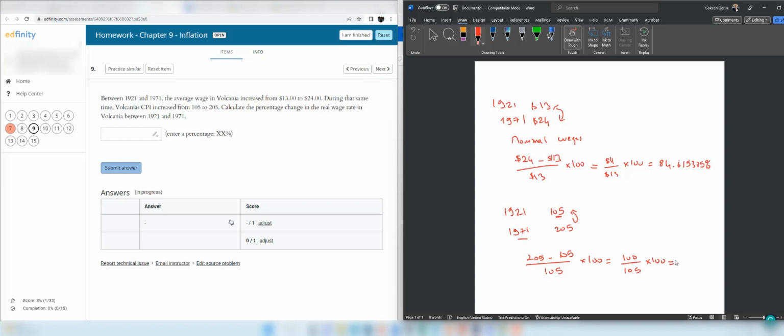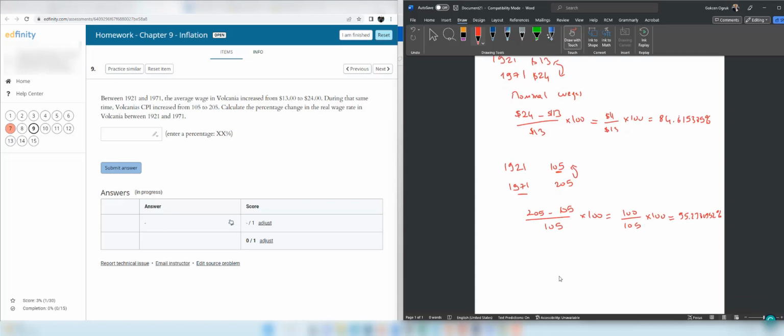Again, I'm going to calculate using a calculator. 100 divided by 105 times 100. I'm going to write all the decimals in case we need it. 95.2380952%. So the price is increased by 95.2% approximately.